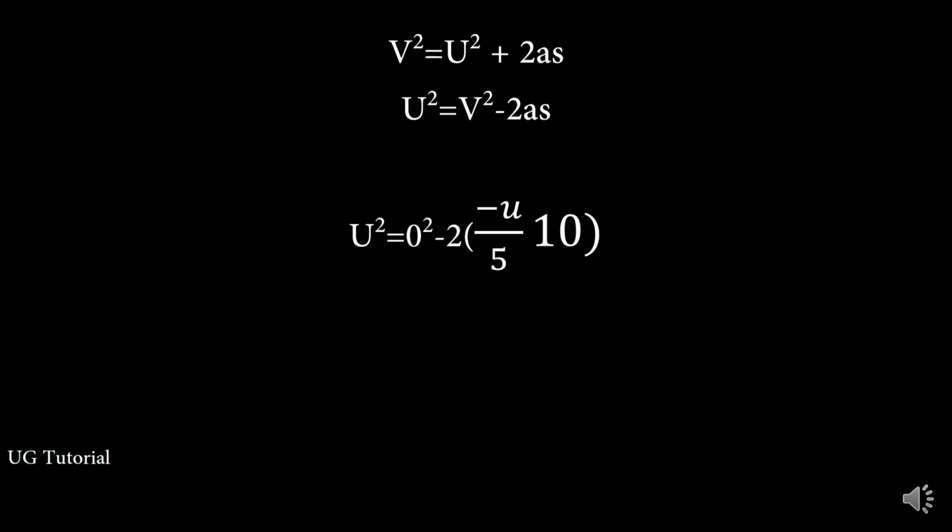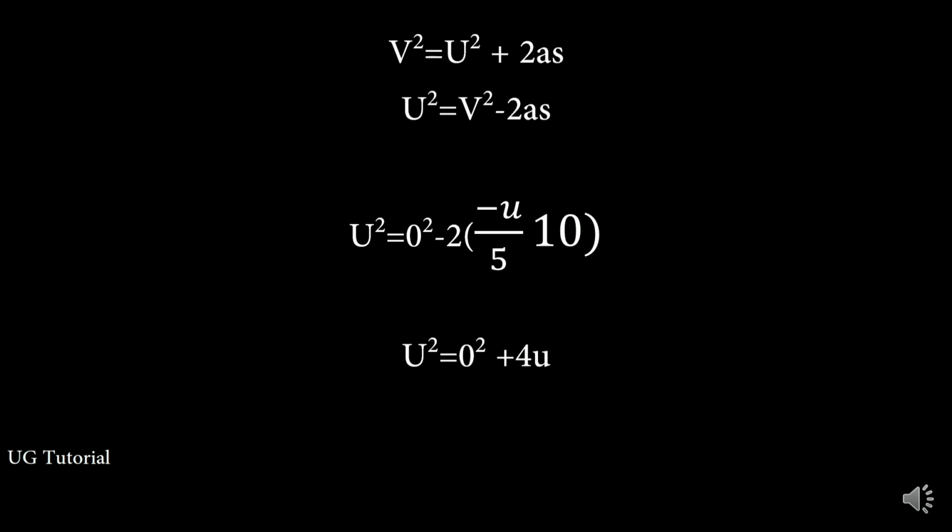Okay? So you insert your values. It will be minus 2 times minus u over 5 times 10. So it will be u squared is equal to 0 squared plus 4u. So you bring this 4u to the other side to meet u squared. So it will be u squared minus 4u is equal to 0.